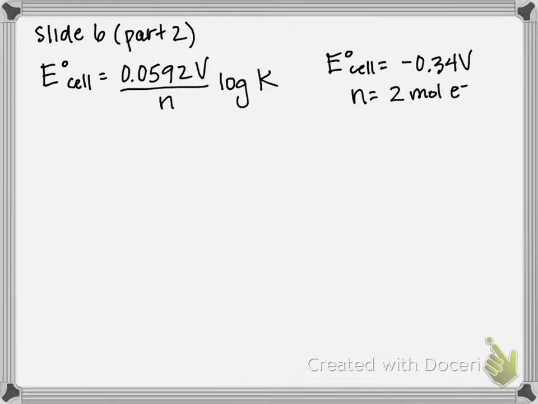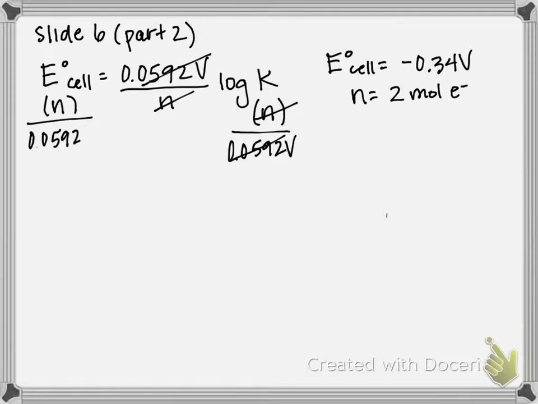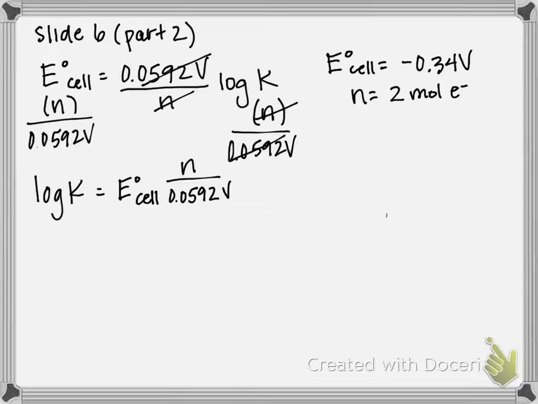Before we start plugging stuff into this equation, I'm going to rearrange it so that K is by itself. That means multiplying by N and dividing by 0.0592 volts on each side. So our new equation is log of K is equal to our standard cell potential times N over 0.0592 volts. Now we have everything ready to plug in.